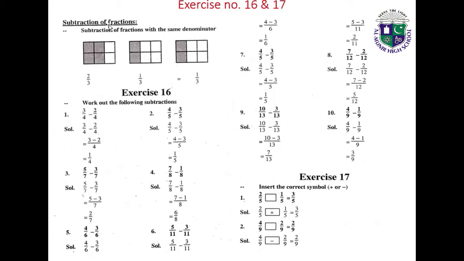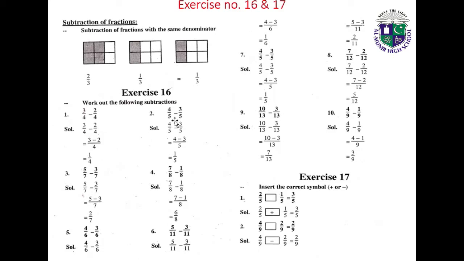Next, exercise number 16. Subtraction of fractions with the same denominator. 2 over 3 minus 1 over 3: 2 minus 1 equals 1, so 1 over 3 is your answer. Work out the following subtraction. 3 over 4 minus 1 over 4. The 4 is common. 3 minus 1 is 2, so 2 over 4 is your answer.